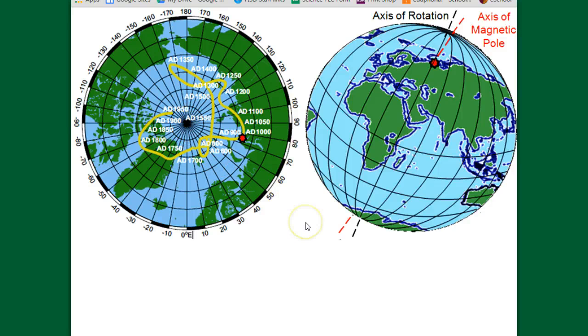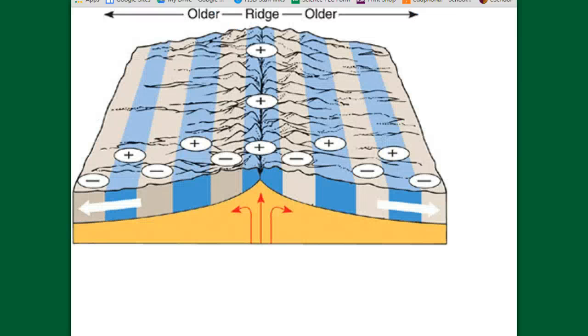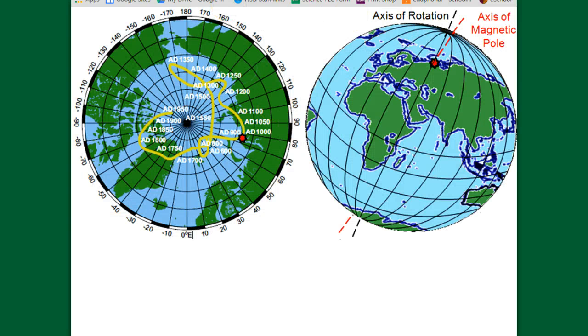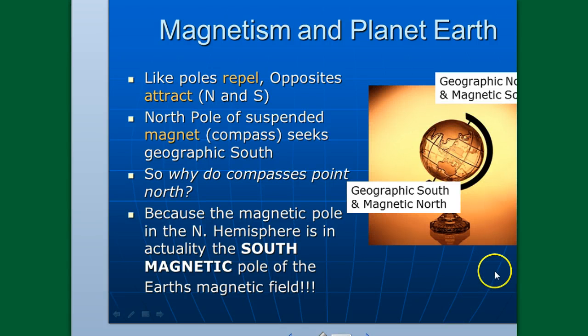So the point is that the magnetic poles reverse, they wander, and the reason is because the magnetic poles are due to this molten iron core that is inside the Earth. It's liquid and it moves and it changes. Therefore the magnetic poles can change as well. All right, let's look back at the notes.